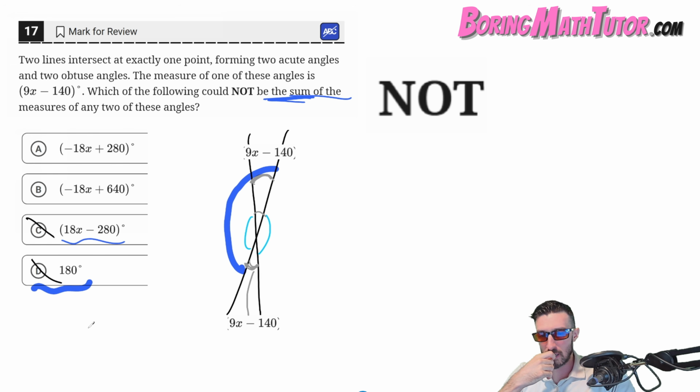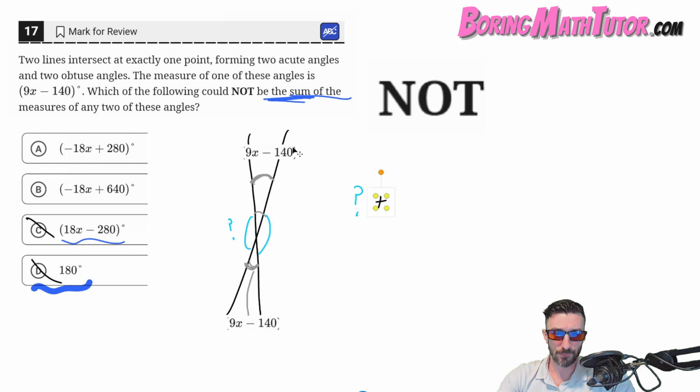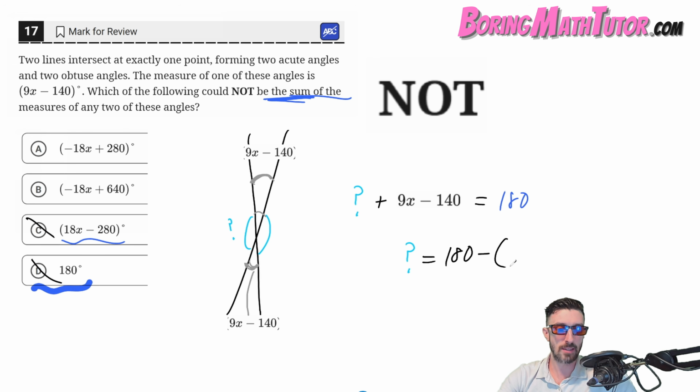Okay. But now let's also consider what could happen if I tried to figure out what this blue angle actually is. Well, remember how we just said that the blue one and the 9x minus 140 have to add up to what? Well, we just said it. They have to add up to 180, right? So if I write that down, I can try to solve for what question mark is. And how would I do that? Well, I would take the 180 and subtract the 9x minus 140.